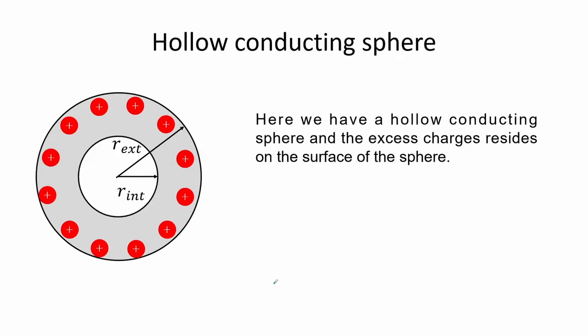Here we have a hollow conducting sphere. The excess charges will reside on the outer surface of the conducting sphere to create as much distance from each other. It would prefer to choose the outer surface since by nature the excess charges would repel each other, pushing each other at a maximum distance.